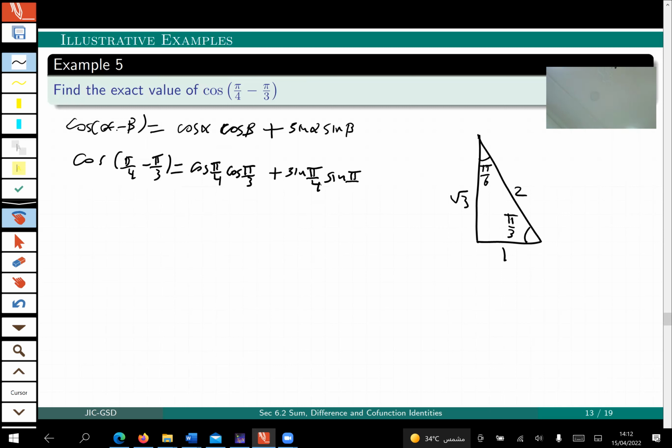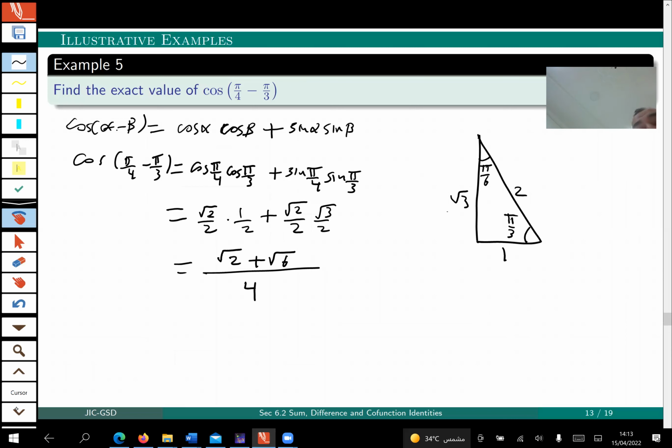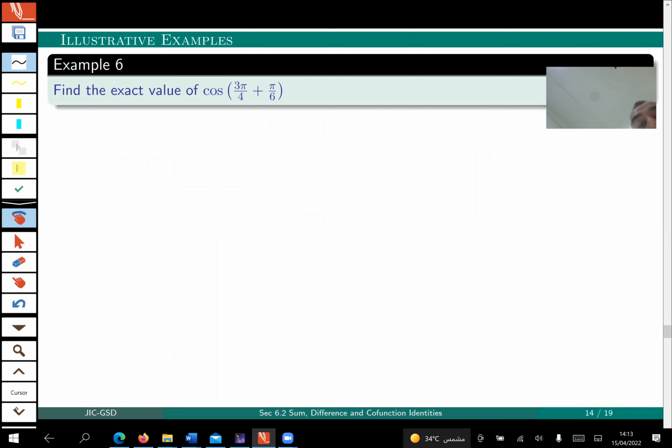Therefore, this is equal to cosine pi over 4, which is square root 2 over 2, because that's 45 degrees, times cosine pi over 3, which is 1/2, plus sine pi over 4, square root of 2 over 2, times sine pi over 3, which is square root 3 over 2. Sine is opposite over hypotenuse. So the common denominator is 4, and it will be square root of 2 plus square root of 6.